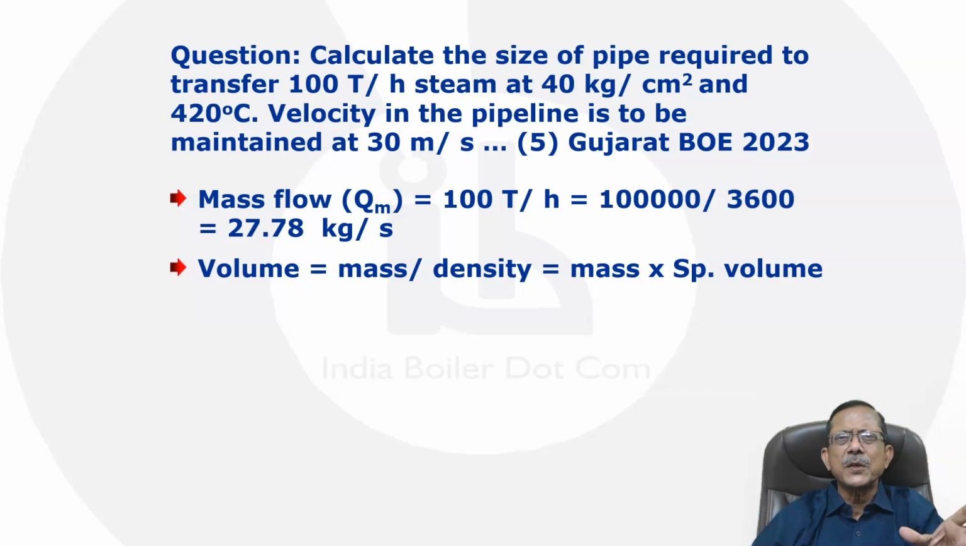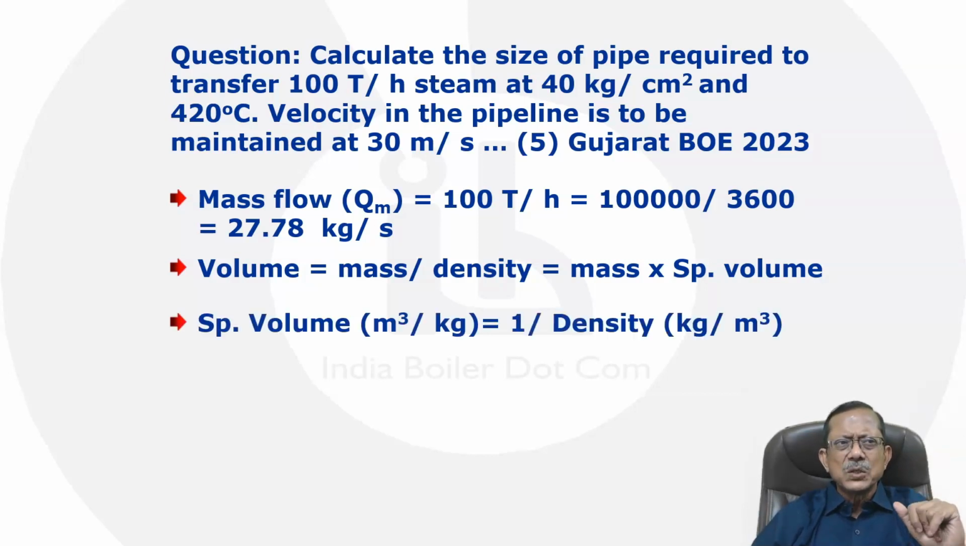So I need another physical measurement concept, and that is specific volume. So what is specific volume? Is basically just inverse of the density, right? So specific volume unit will be naturally inverse of the density unit. Density unit is kg per meter cube. Specific volume will be meter cube per kg, right?